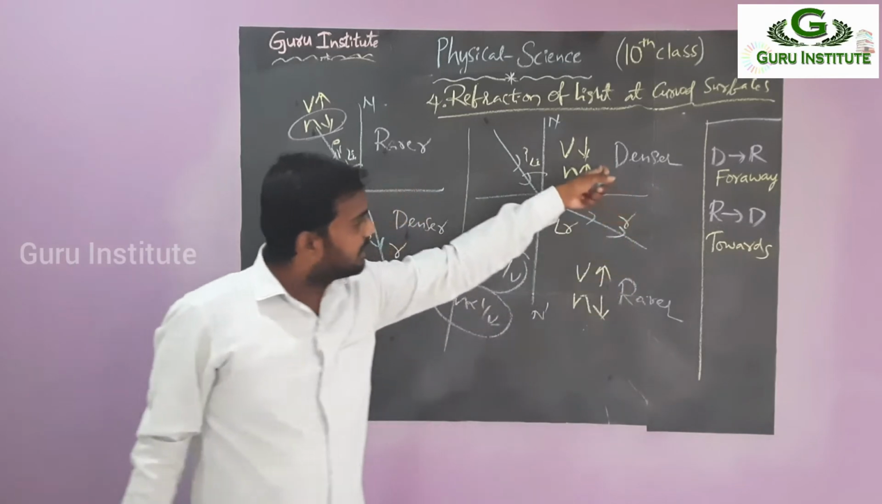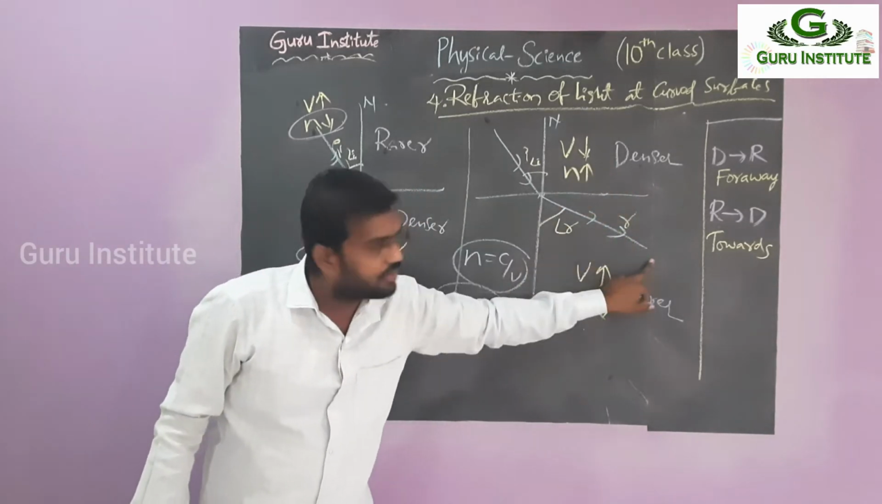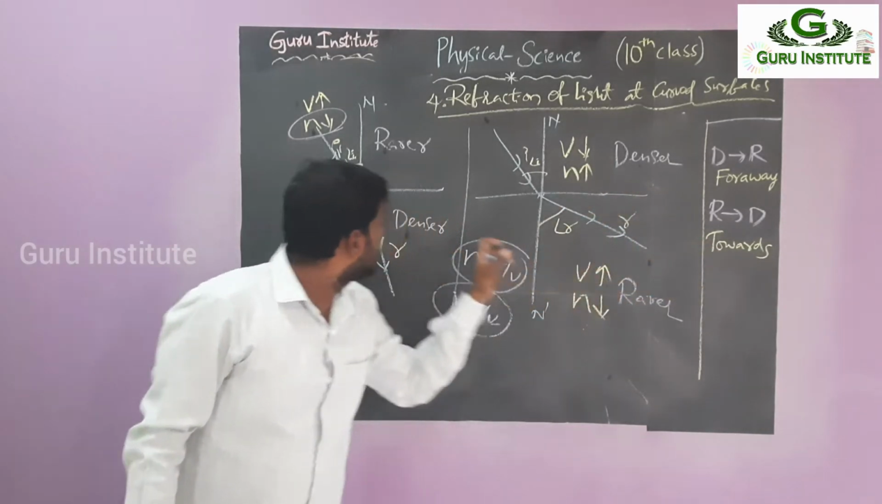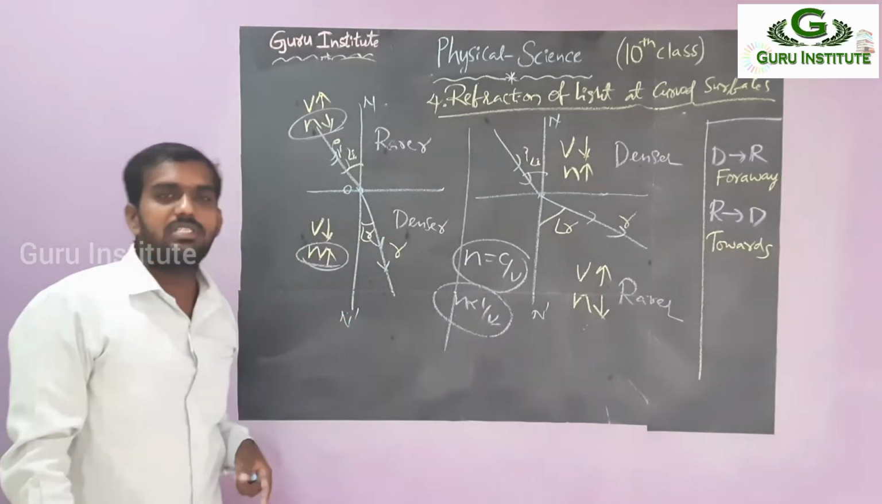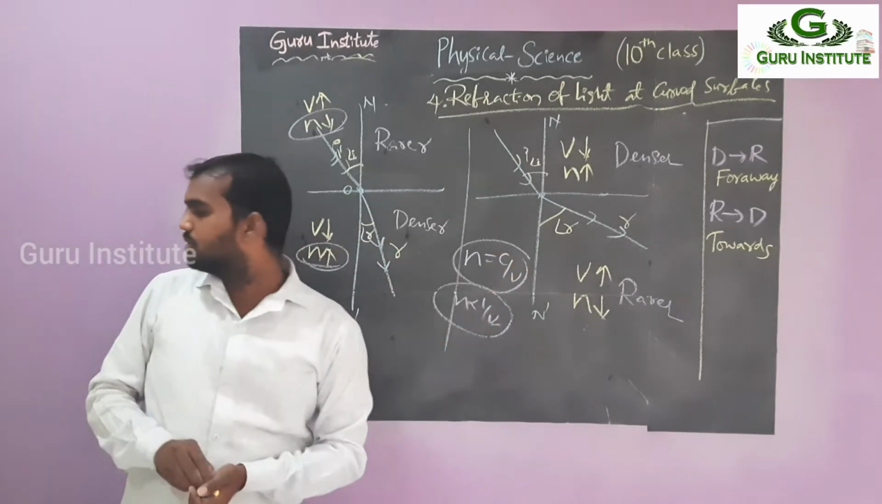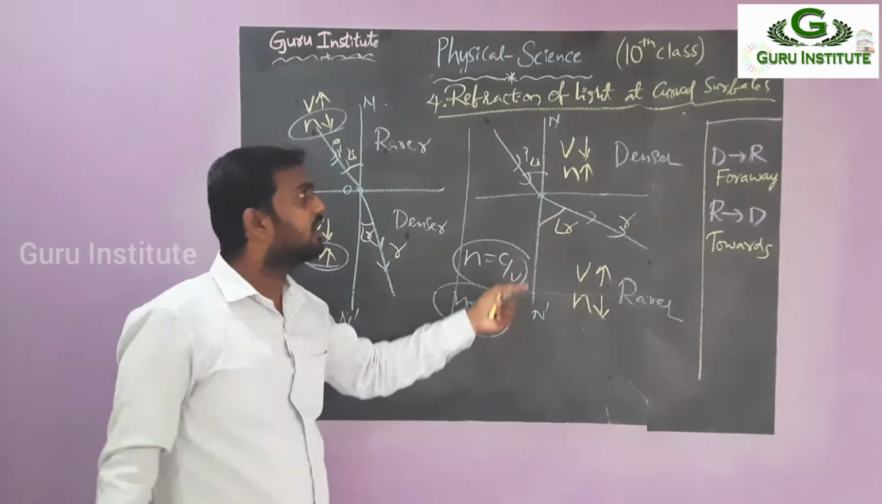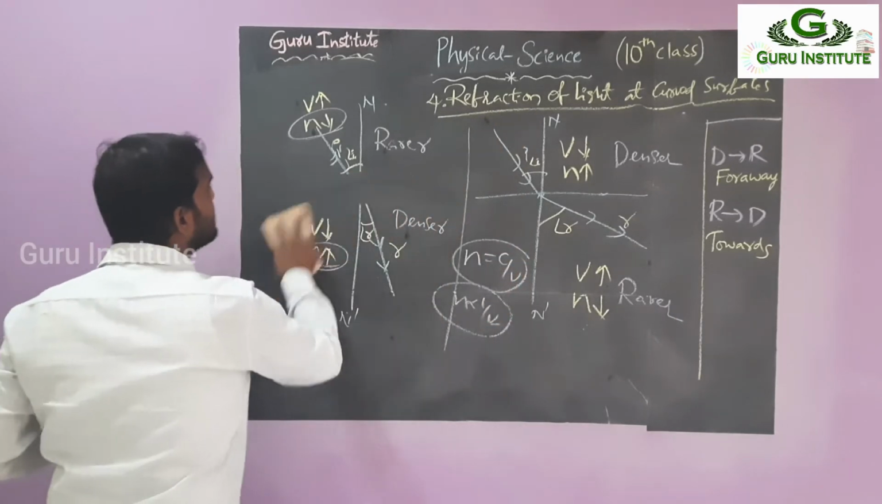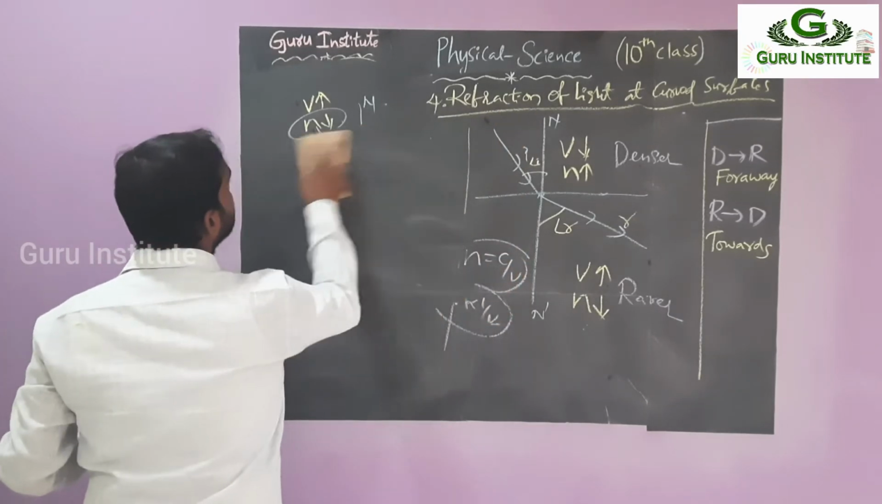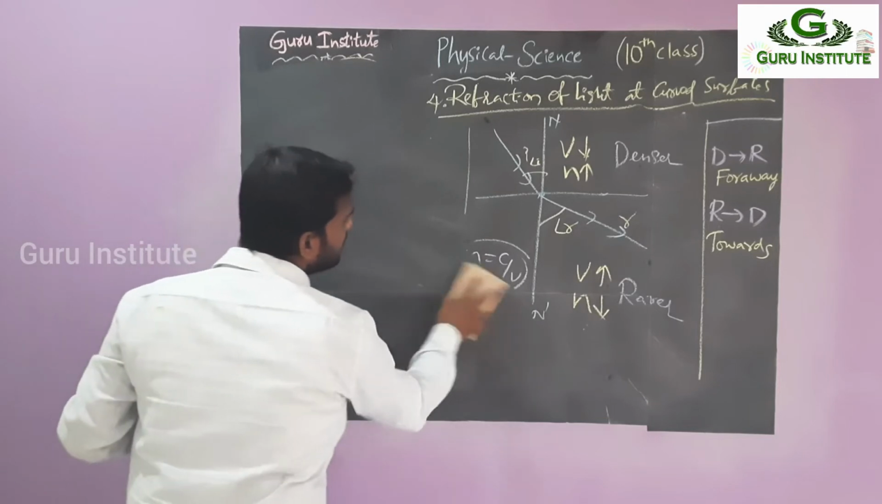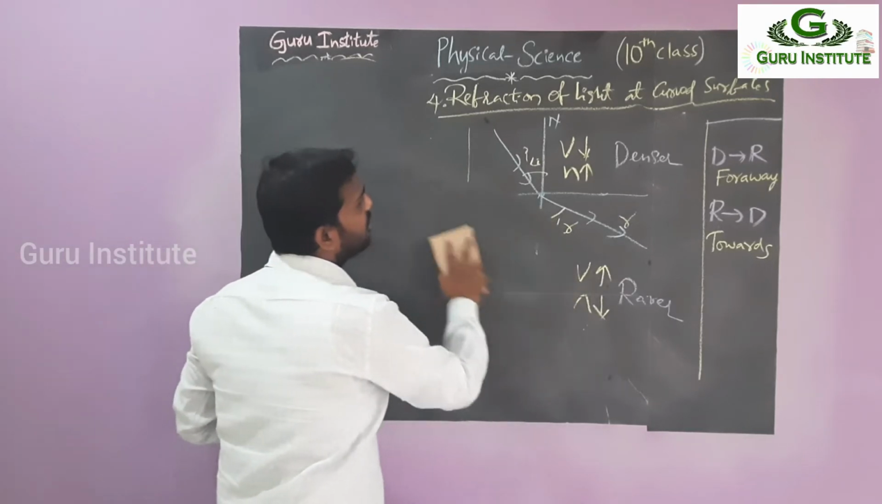So you see, denser to rarer, moving far away from the normal, and rarer to denser, moving towards the normal. Just remember this one. Then we have to check this for the curved surface also. This is a plane surface. Now curved surfaces, you already know which shapes are there: concave shape is there, convex shape is there.